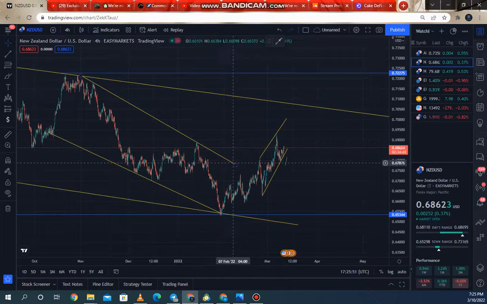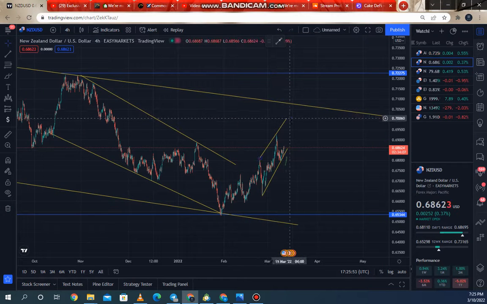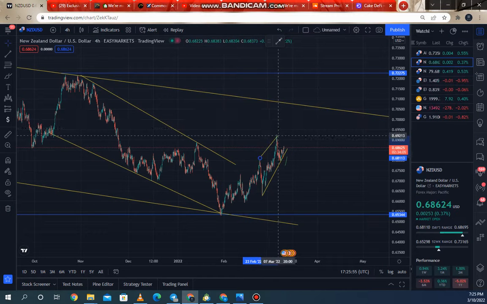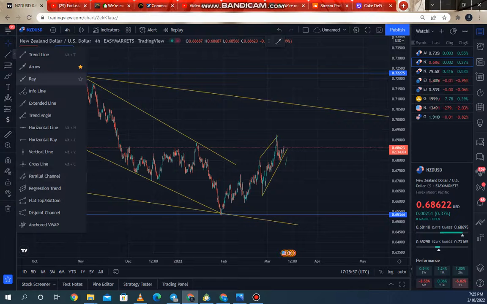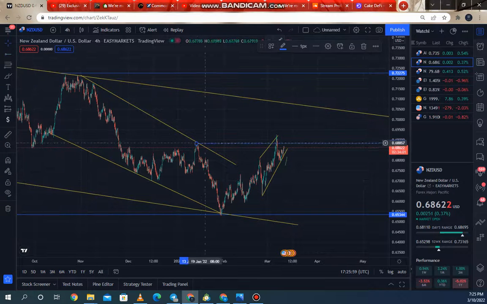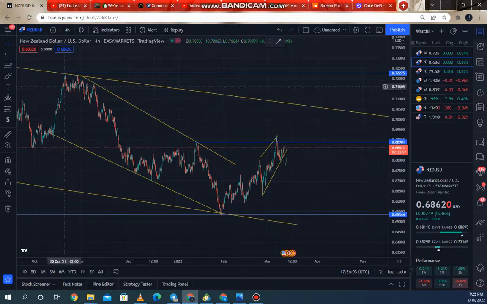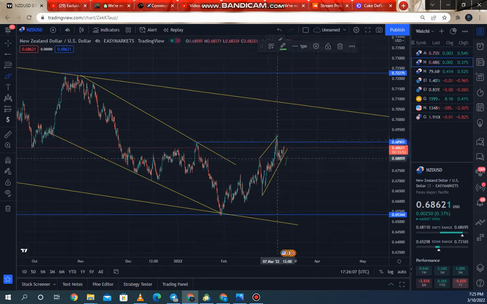But if not, this is also a possibility, because we have these highs here that price hasn't really broken out of. So this being a possibility and this being an impulse, this could be a correction to continue down.